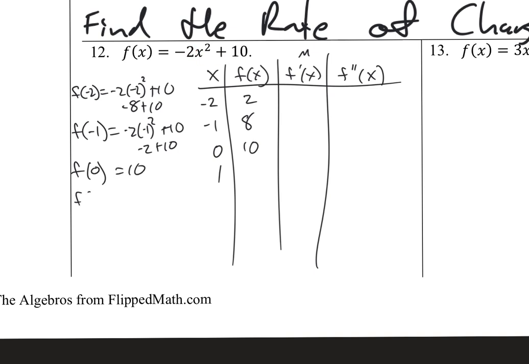All right, now let's plug in a 1, and we get -2 times 1 squared plus 10. Well, that's going to yield the exact same thing as -1, because -1 squared is the same thing as 1 squared, and here we got an 8, so we're going to get another 8.